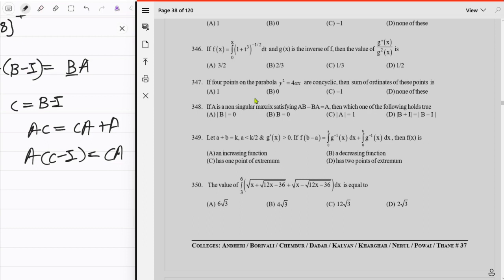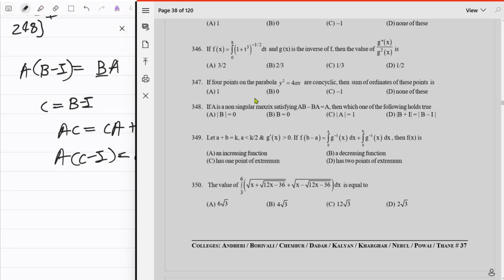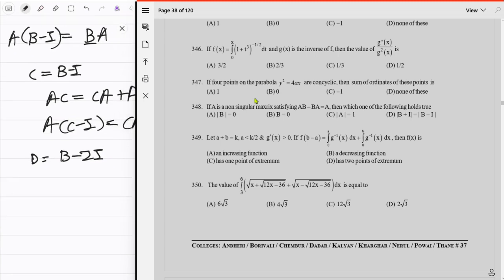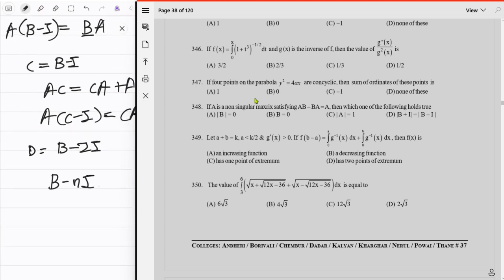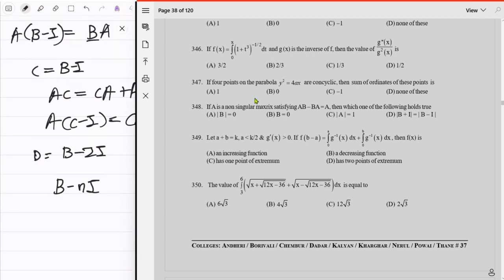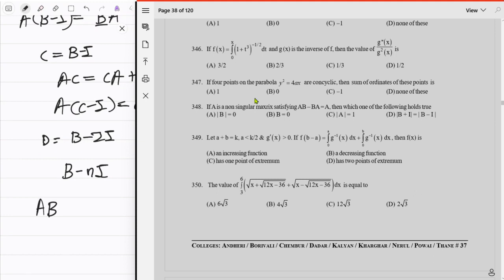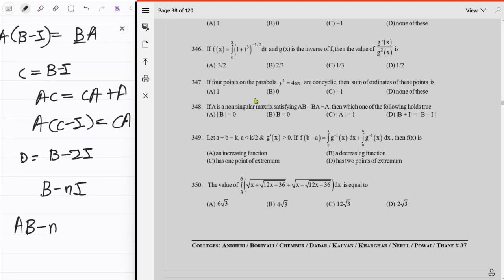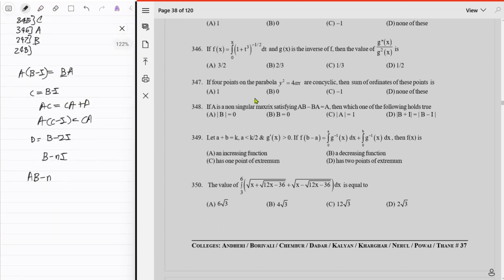Right, suppose B work कर रहा है, then C work करेगा, but suppose C work कर रहा है, then D is equal to B minus 2 identity matrix will work as well, right? Because तुम सेम प्रोसेस से वैसे भी कर सकते हो. So actually में क्या होगा, like B minus n identity matrix, this will work all the time. Okay, understood. So ये काम कर रहा है, which means like actually में कैसा होना चाहिए, AB minus n identity matrix काम करेगी, right? Well yeah, so just putting that over there.